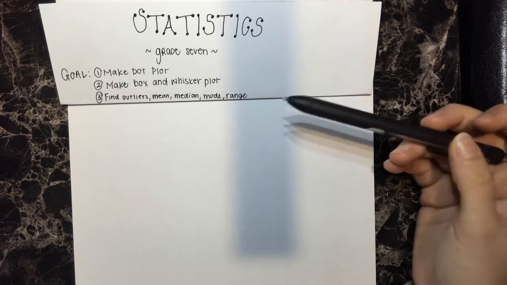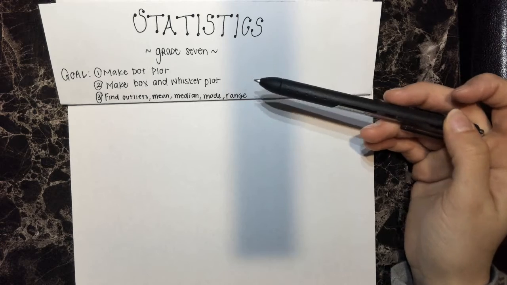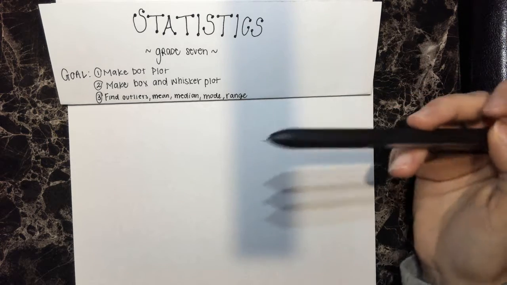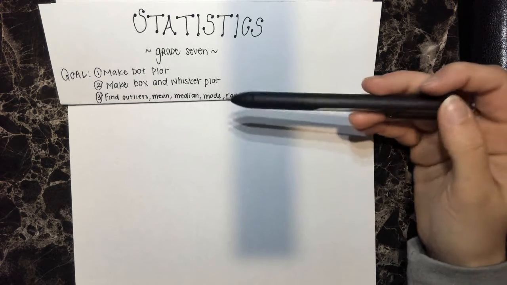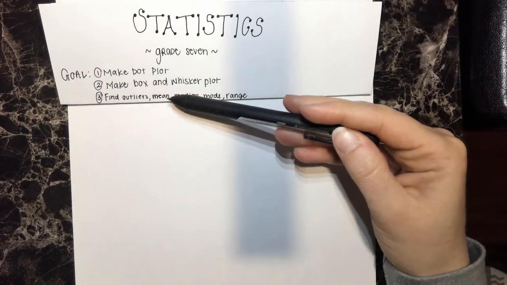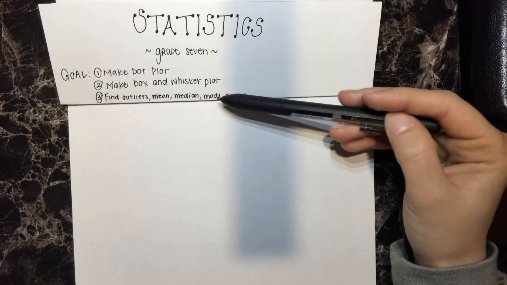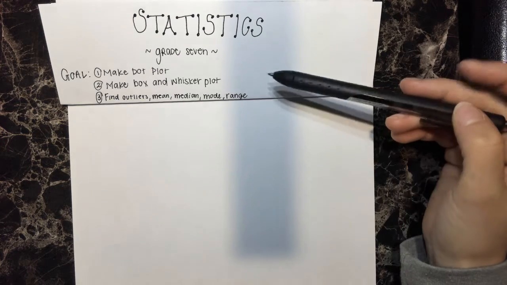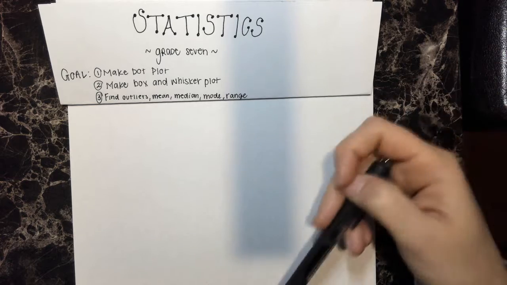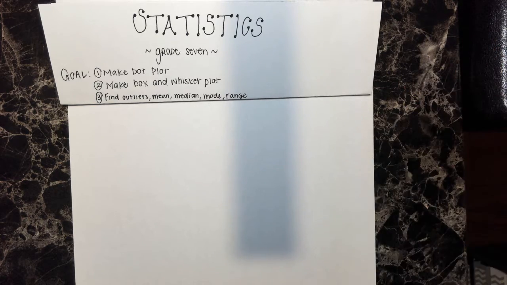So, the goals of this lesson are to make a dot plot and make a box and whisker plot. So we're going to have two different plots that represent the data in different ways. We're going to find outliers, so numbers that don't belong, the mean, which is the average, the median, which is the middle number, the mode, the number that occurs the most, and the range, so the difference in values. You take your biggest number and subtract your smallest to get how many values you're covering here.